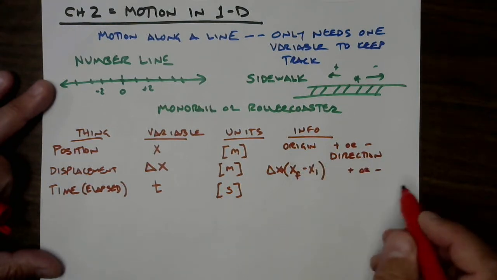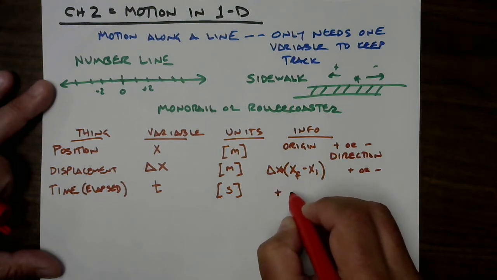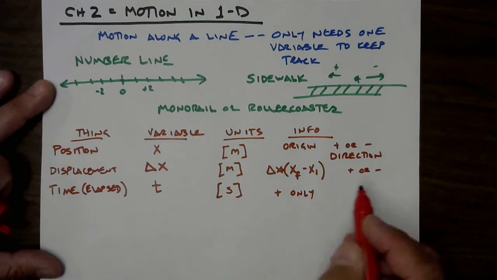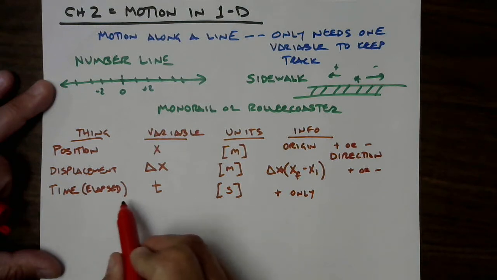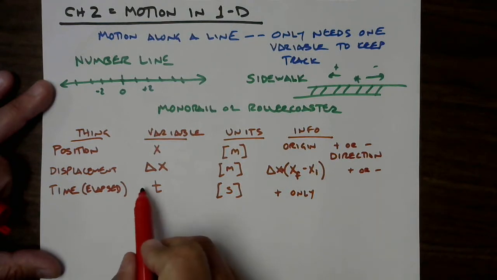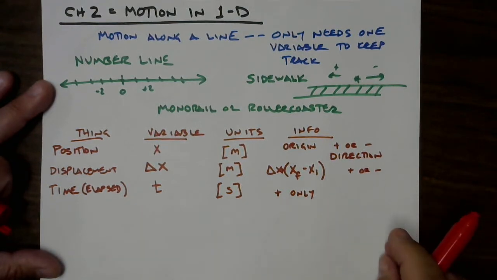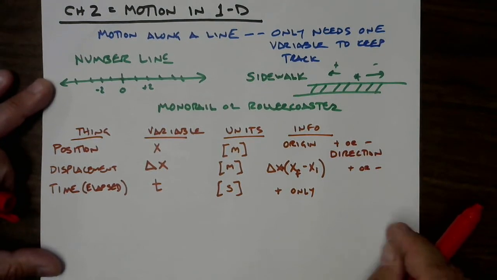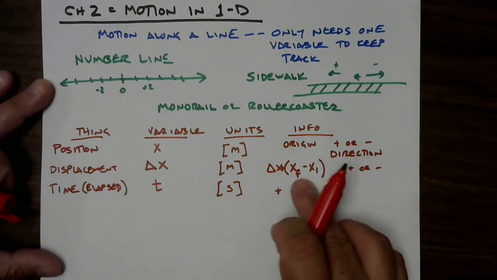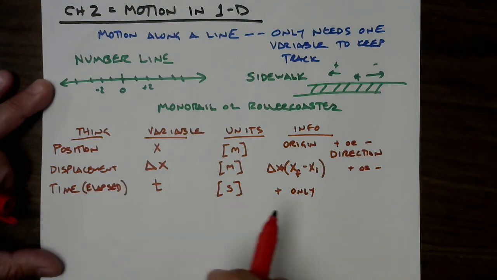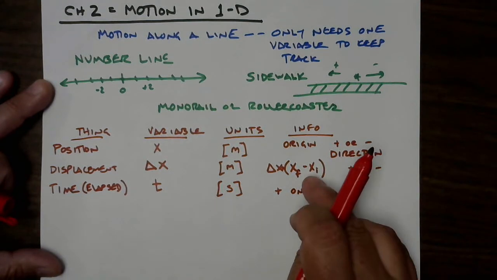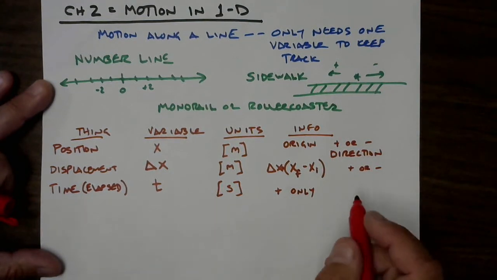This one does not depend on an origin or anything else, but this is positive only. Time only goes forward. Elapsed time only goes forward. I believe your book uses a delta T. I think it's okay to drop the delta. Remember, delta means final minus initial. And if we're going for elapsed time, you could imagine that we're using a stopwatch, and so the initial time will always be 0.